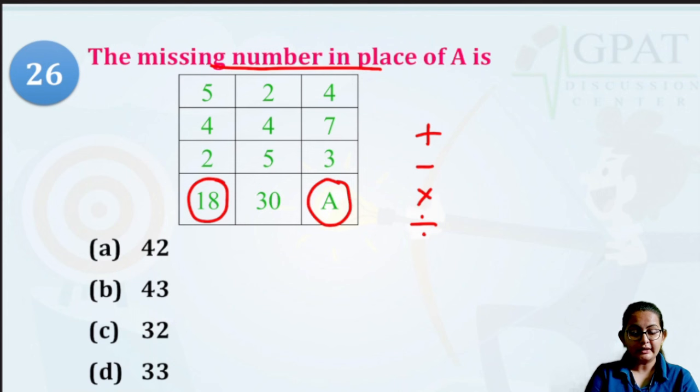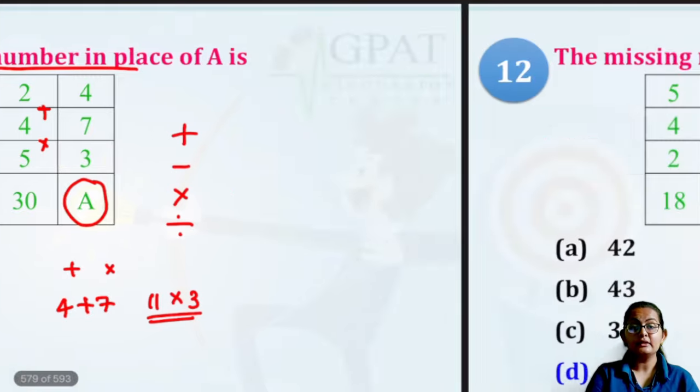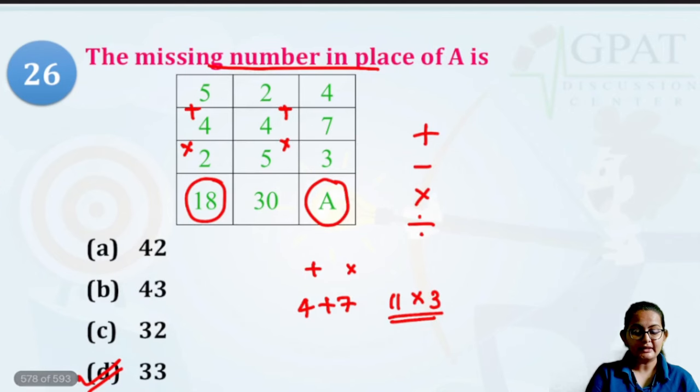So this one is not correct, but the next thing I could do is 5 plus 4 is 9, 9 into 2 is 18. 2 plus 4 is 6, 6 into 5 is 30. That means this particular series is getting followed. First you have to add, then you have to multiply. Similarly, 4 plus 7 you have to do, that is 11. 11 into 3 is nothing but 33. So 33 is the correct answer. So you have to apply every tip and trick and then you will get the correct answer.